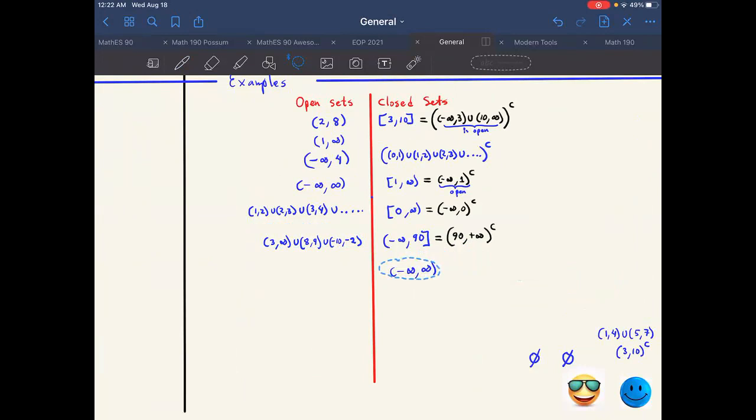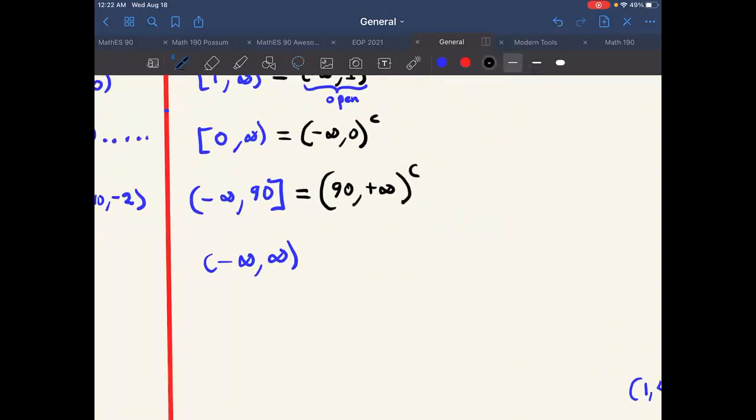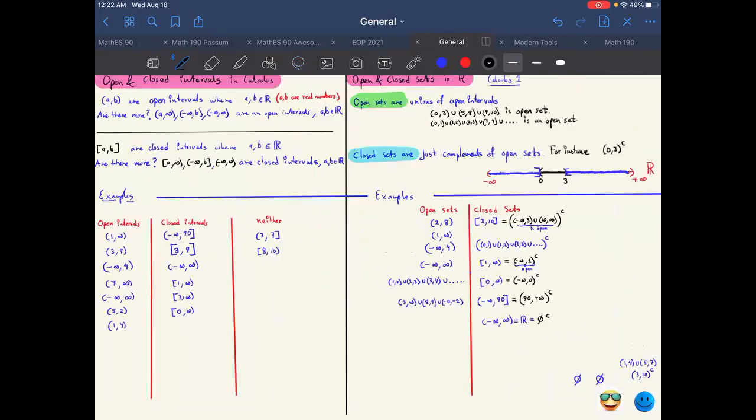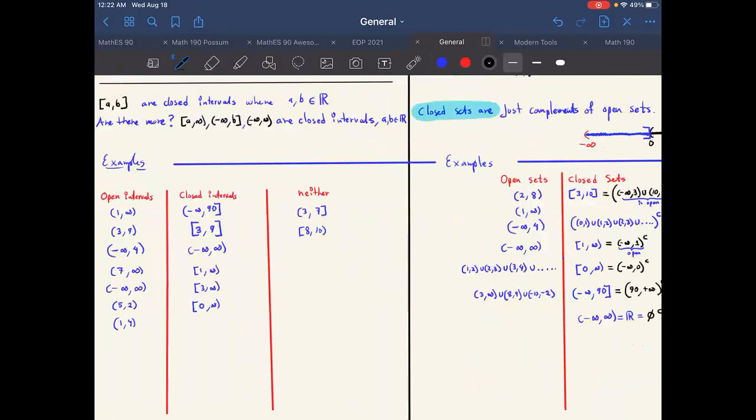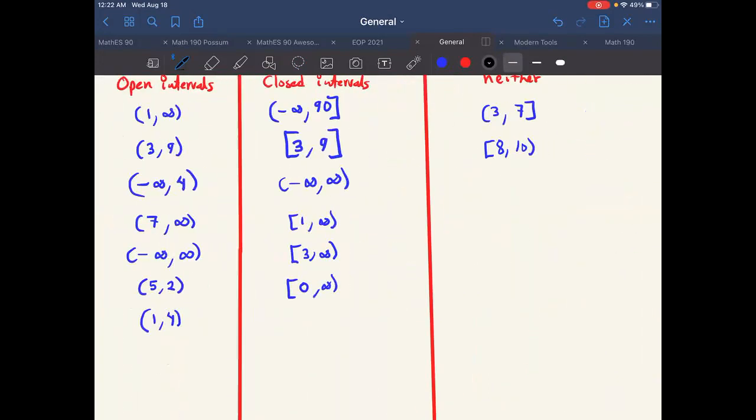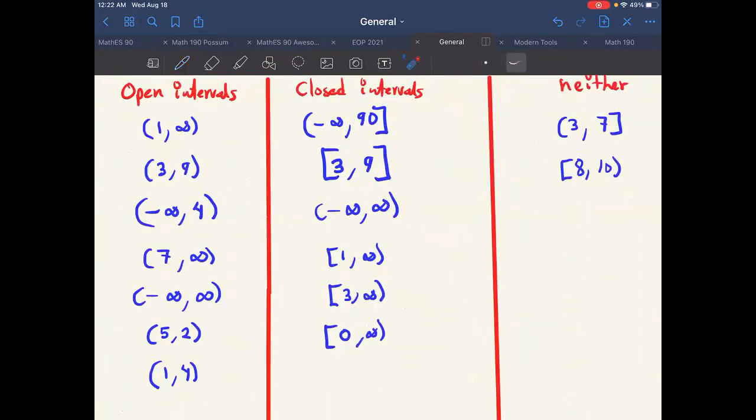Why is that a closed set, Professor? Because it's the complement, being this R, the same as the real numbers. That's the complement of an open set, the empty set. And remember, the empty set is open. Why is that? Here is the empty set. Can you find the empty set here? I don't see the empty set, Professor. Yep, it's here. That's the empty set.